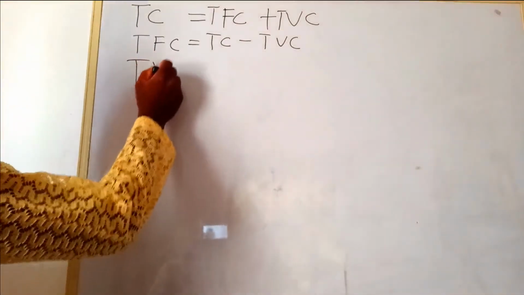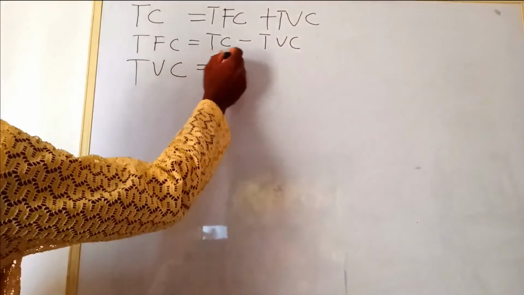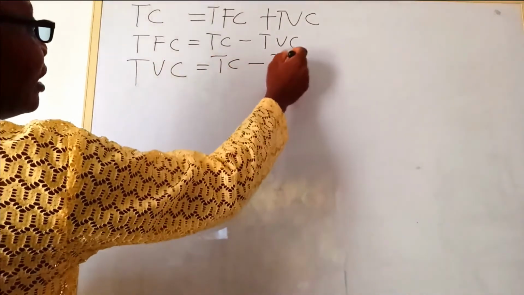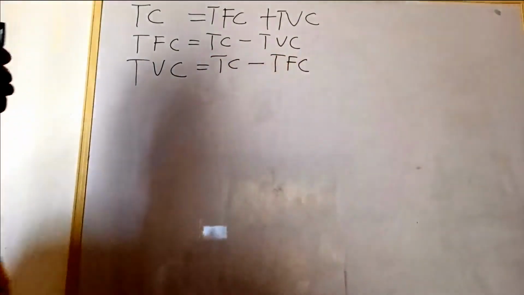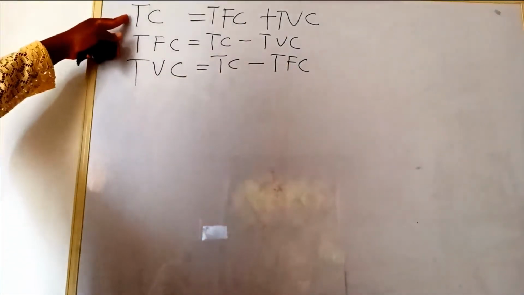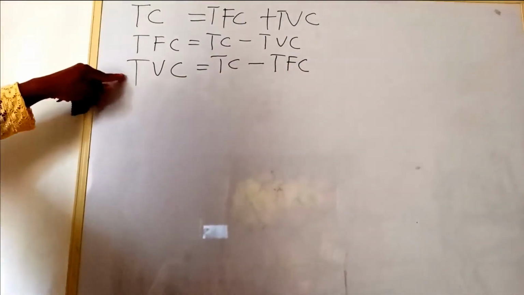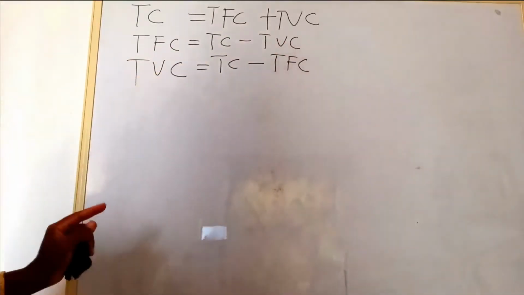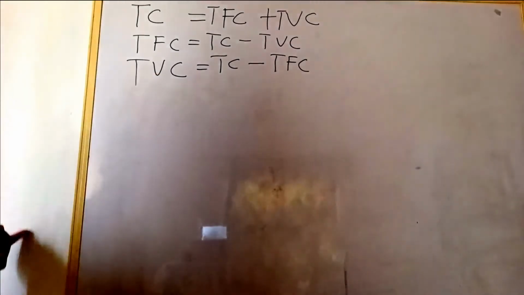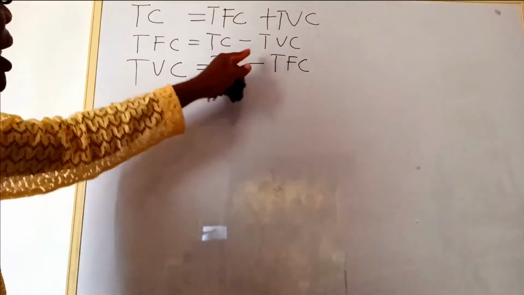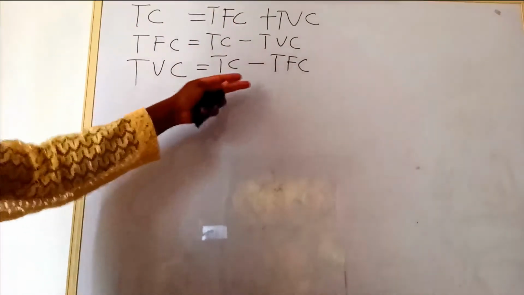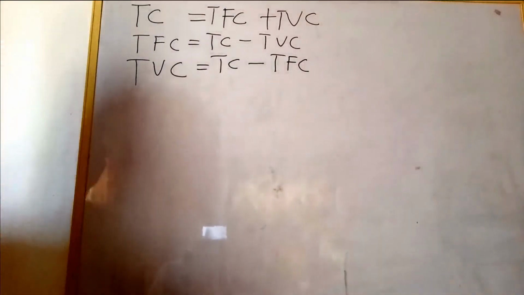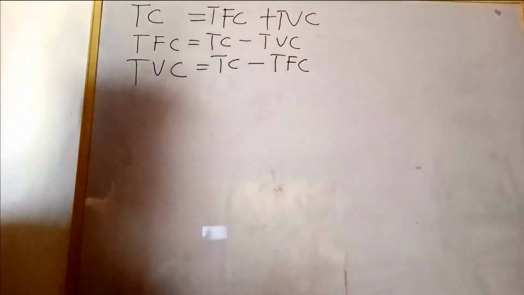If this is what I'm looking for, total variable cost, it is just straightforward: total cost minus total fixed cost. The same thing I did here is what I just did now. I'm looking for total variable cost. What I just need to do, I bring this way and I bring this way, remove the equality sign that was here, and I have this. Okay, so I believe we should know that.